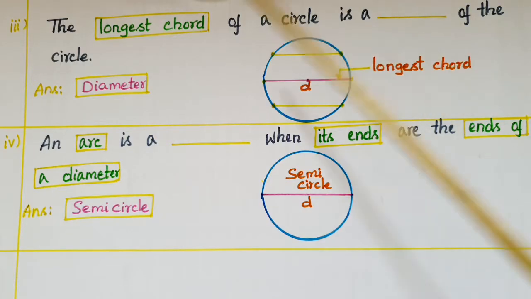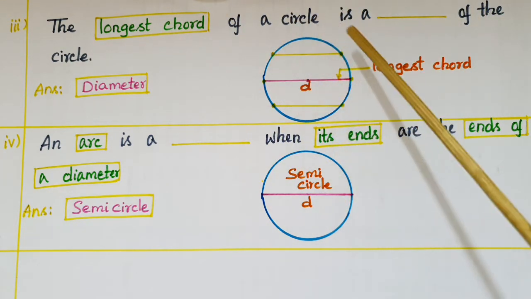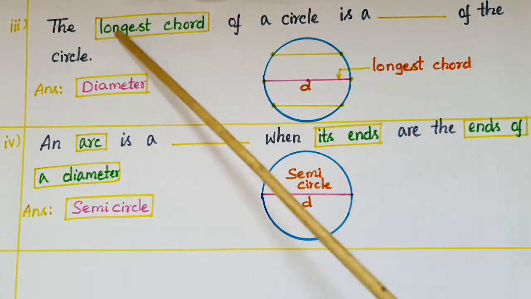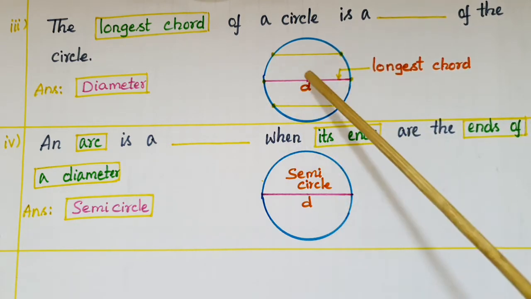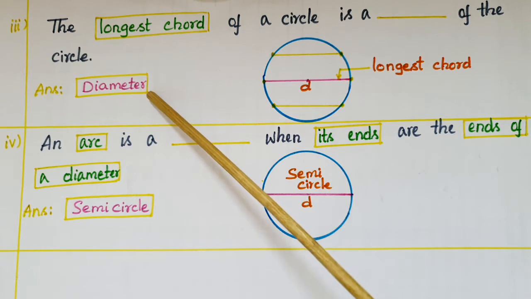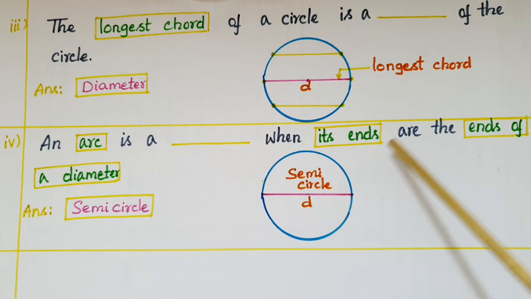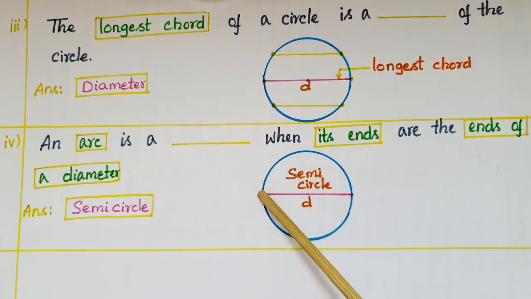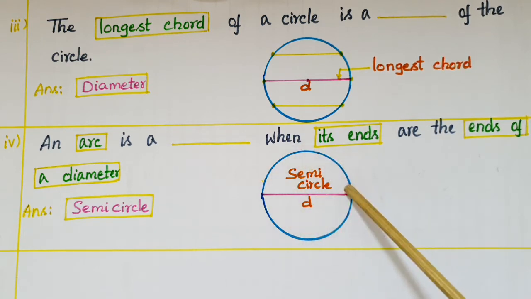Next one is: the longest chord of a circle is a dash of the circle. We know that a chord of a circle is a line segment joining any two points on the circle. Here they ask the longest chord. We know that the longest chord is the diameter, which passes through the center of the circle. So here the answer is diameter. And next one is: an arc is a dash when its ends are the ends of a diameter. If you take an arc whose ends are the ends of the diameter, that is a semicircle. So the answer is semicircle.